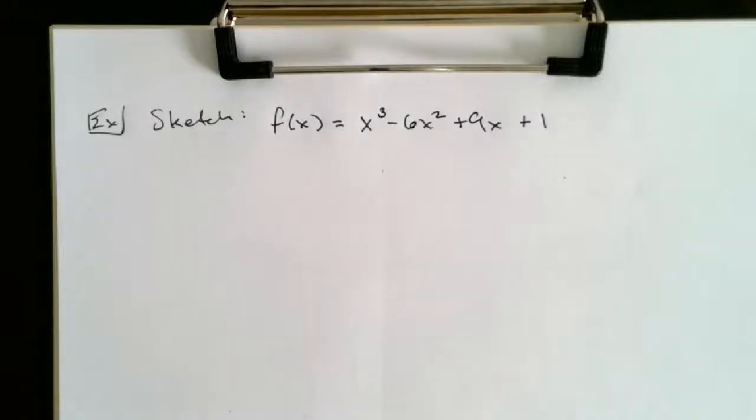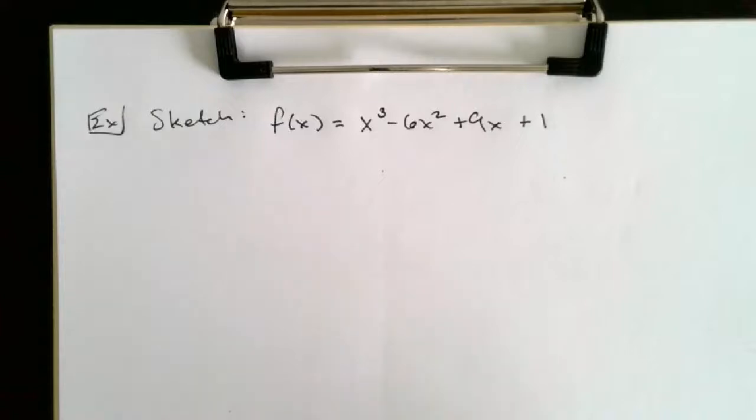This video is on sketching polynomials using the first and second derivatives. So we're being asked to sketch the function f of x equals x to the third minus 6x squared plus 9x plus 1. And when we go to sketch this, the first thing we want to do is find critical values where relative extrema could occur, meaning relative maximums and relative minimums.